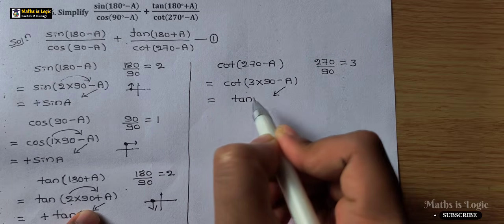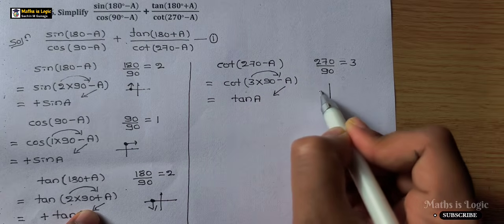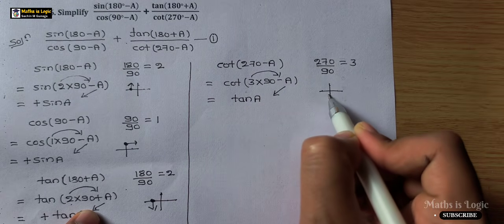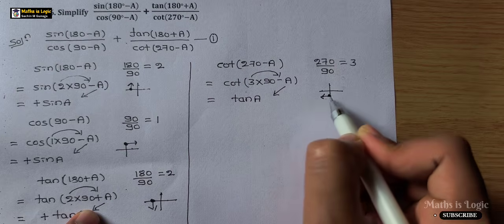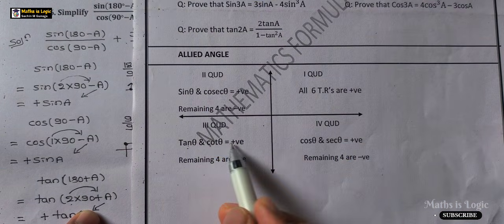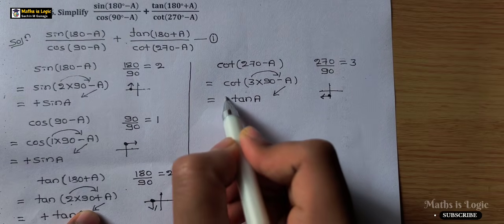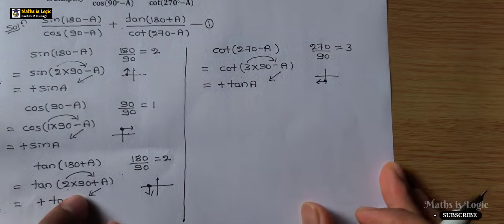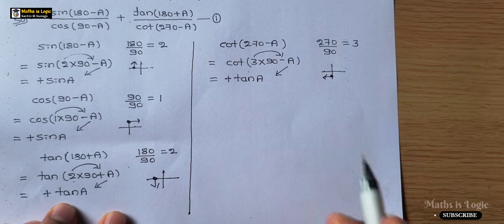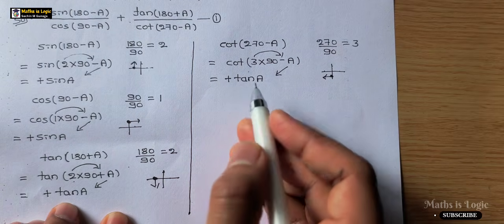Angle a is there, so keep it as it is, rotate 3 minus. So 0, 1, 2, 3 minus means previous quadrant, the third quadrant. We know in the third quadrant tan and cot are positive. Therefore cot is positive in the third quadrant. After getting all the values, write the first equation.